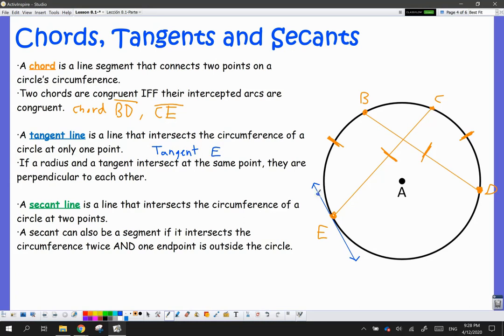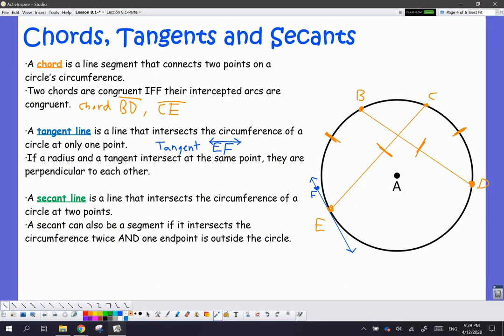And let's make another point. Let's say F. So tangent EF. And there's my tangent. Remember, we need 2 points to be able to name a line. Now, if a radius and a tangent intersect at the same point, they are perpendicular to each other. We're going to be talking about that property in a future lesson as well. But for now, let's look at the next part, secants.